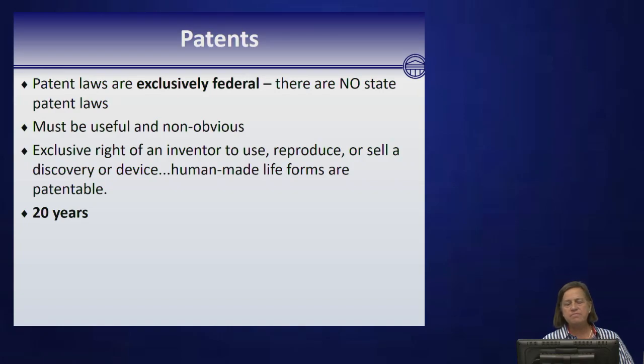And then we talked a little bit about intellectual property laws. Patent laws are exclusively federal. There are no state patent laws. For something to be patentable, it must be useful and non-obvious. It does not have to be mechanical to be patented. A patent in the United States lasts for 20 years.